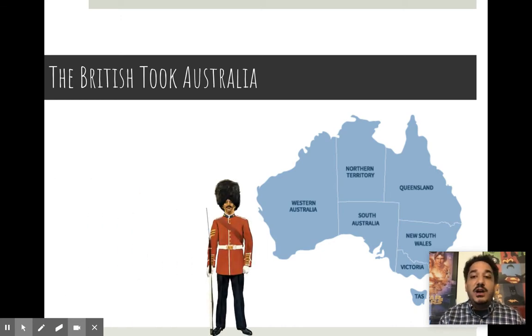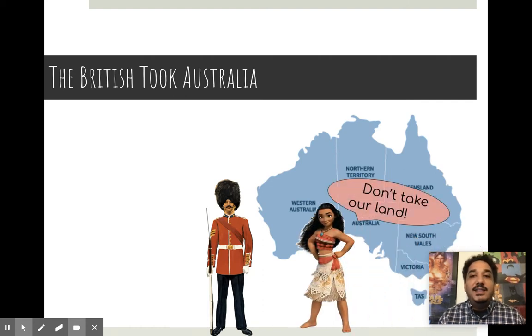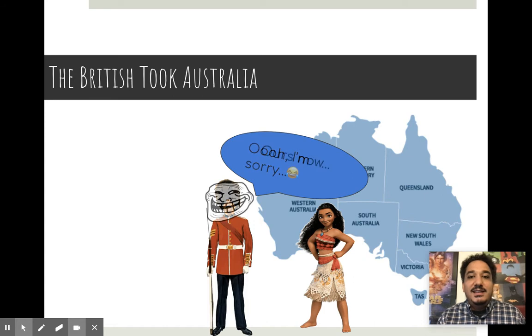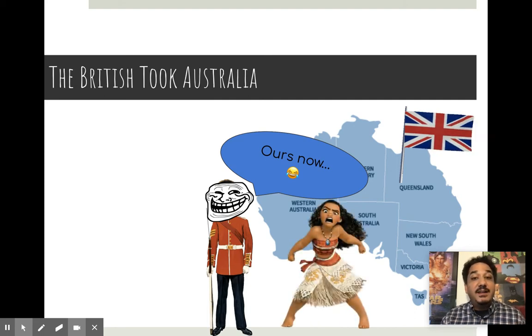They showed up in Australia, and the Australians were like, hey, don't take our land. And the British were like, oh, do you have a flag? And the Australians were like, no. And the British were like, oh, I'm so sorry. I guess it's ours now because we have a flag. And that's kind of what the British did all over the globe. They'd put their flag down and say, this place is ours. And obviously it made the Australians, the Aborigines, very angry. But that's what they did.